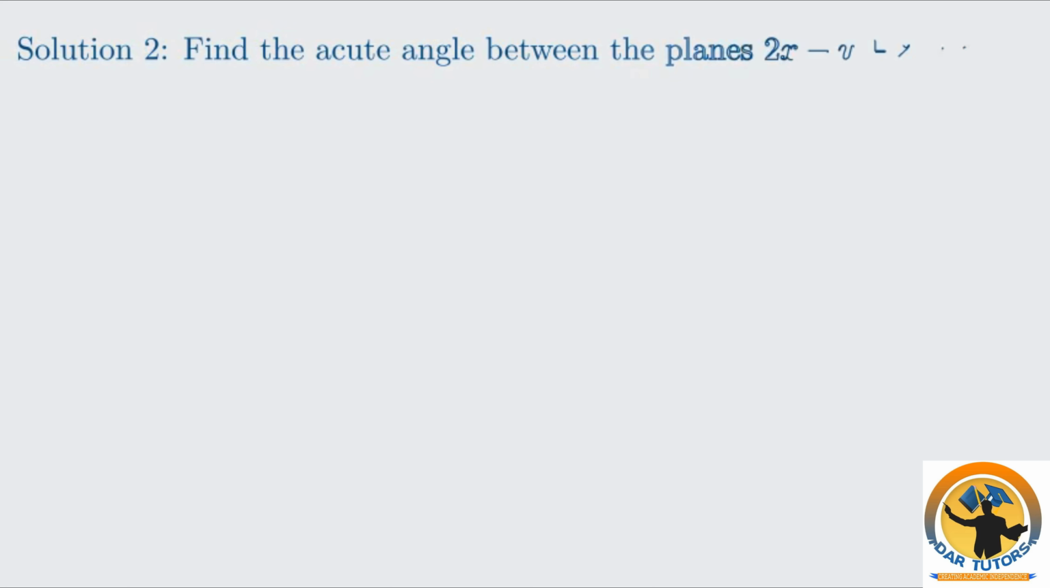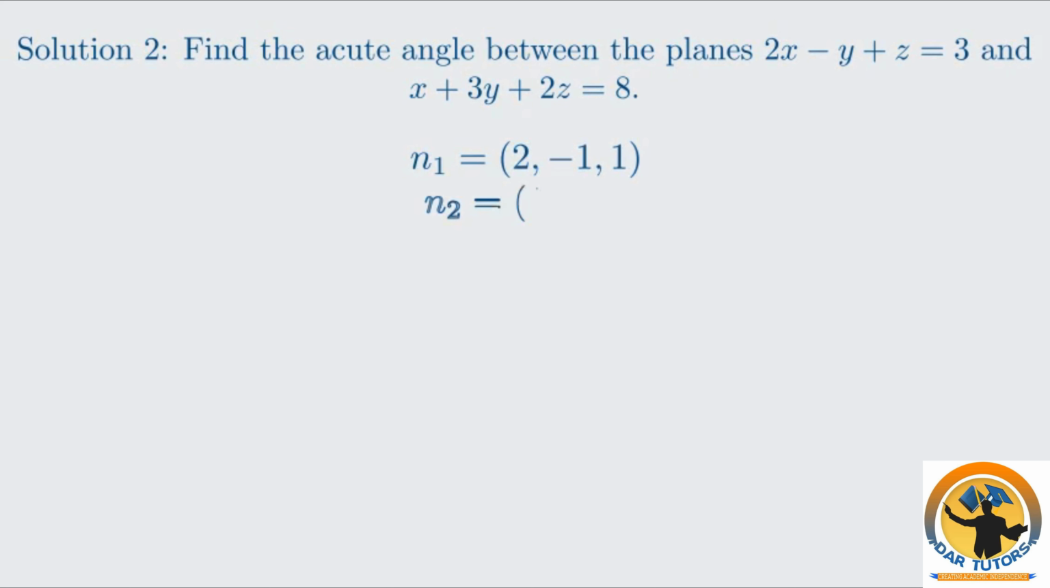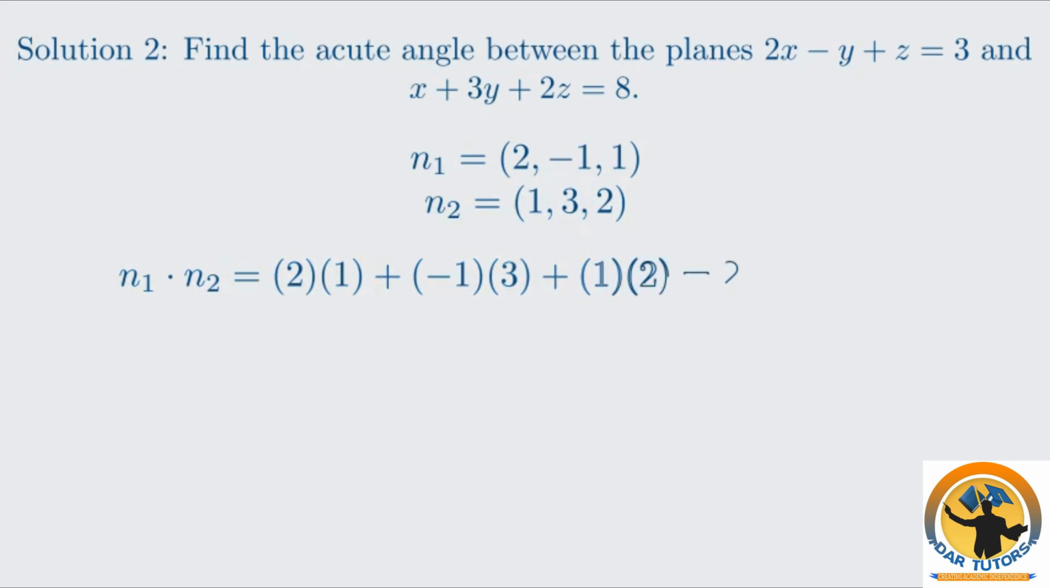The problem asks for the acute angle between the planes 2x - y + z = 3 and x + 3y + 2z = 8. First, we identify the normal vectors. n1 is (2, -1, 1), and n2 is (1, 3, 2). Next, we calculate the dot product n1 · n2, which is 2 times 1 plus -1 times 3 plus 1 times 2. This equals 2 - 3 + 2, which is 1.